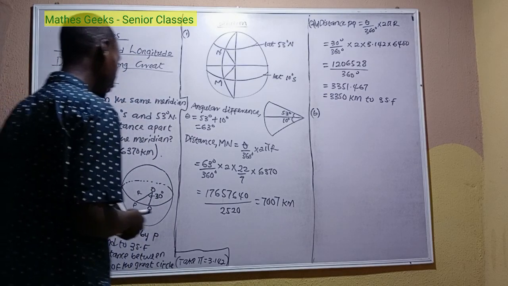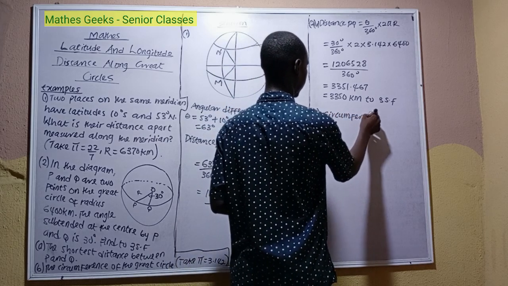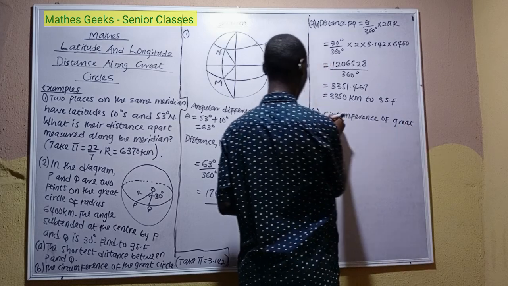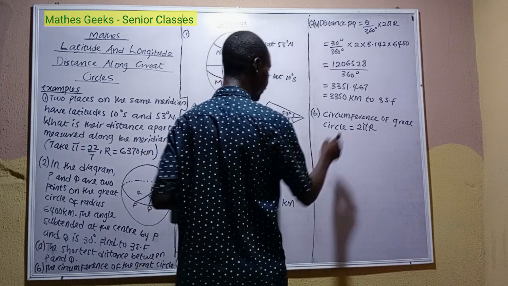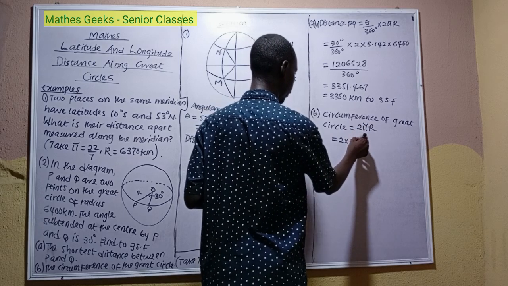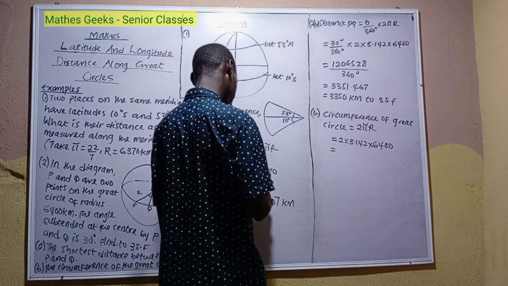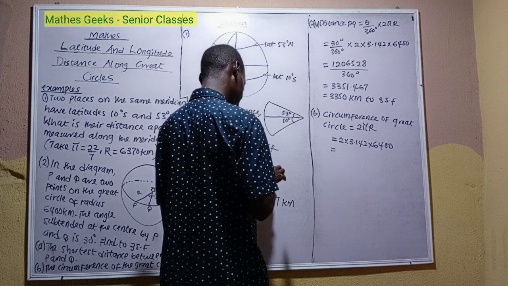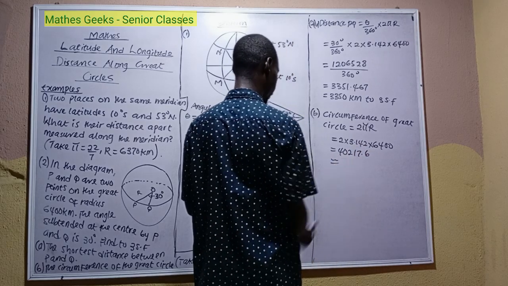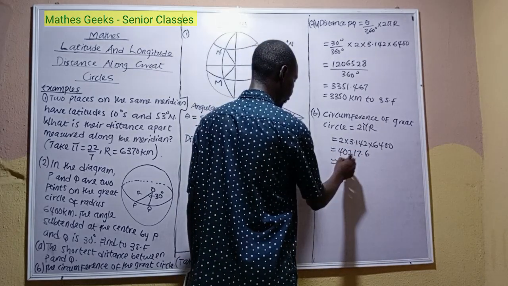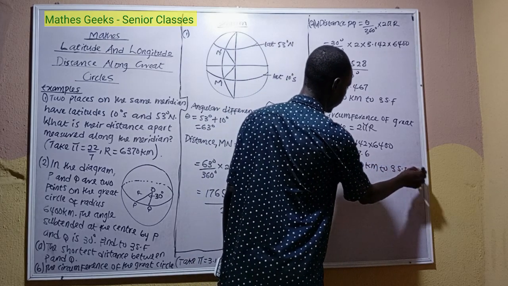So B. B says the circumference of this great circle. So take note that this is a great circle. The circumference of the great circle is equal to 2 pi r, where r is the radius of the earth. This will give us 2 times 3.142 times 6,400. That's 40217.6, approximately. To three significant figures: first, the second, the third, 40200 kilometers to three significant figures.